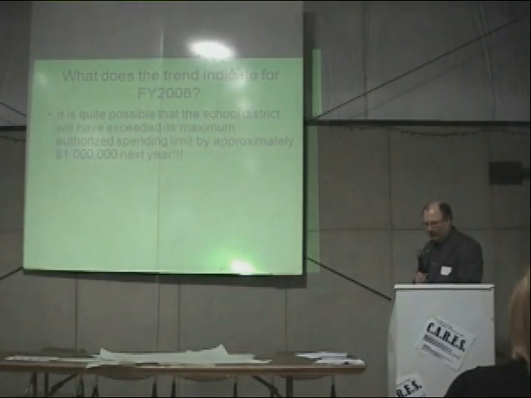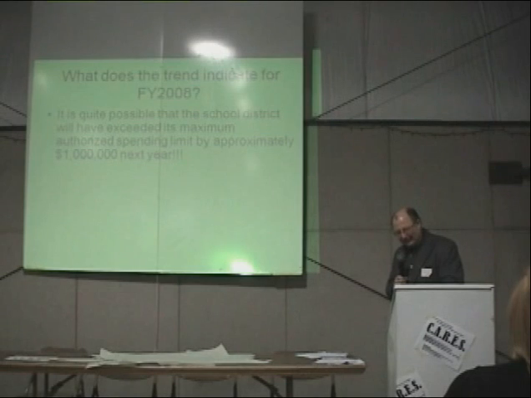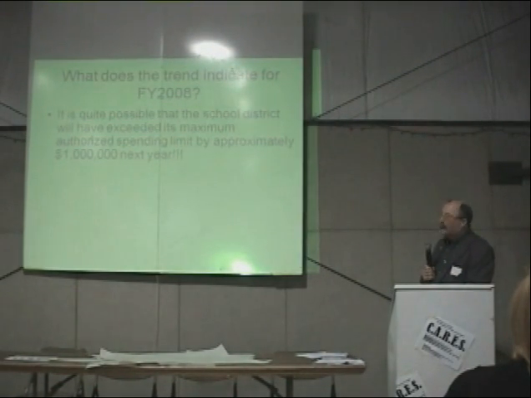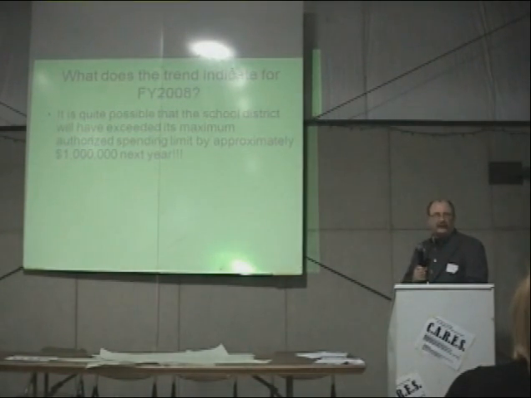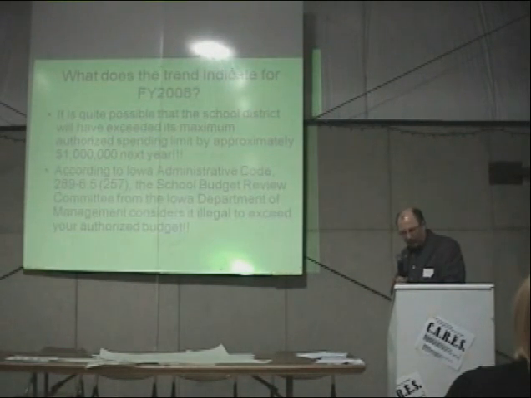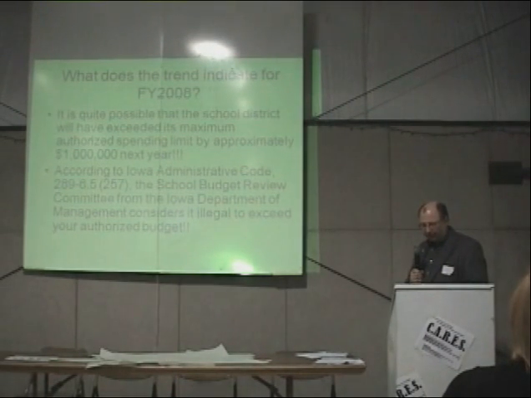It's quite possible that the school district will have exceeded its maximum authority spending limit by approximately $1 million next year. If you rate that in number of teachers, total teacher compensation, wages, and packages around $60,000, you do the math. That's maybe 16 teachers. According to the Iowa Administrative Code, the School Budget Review Committee from the Iowa Department of Management considers it illegal to exceed your authorized budget.